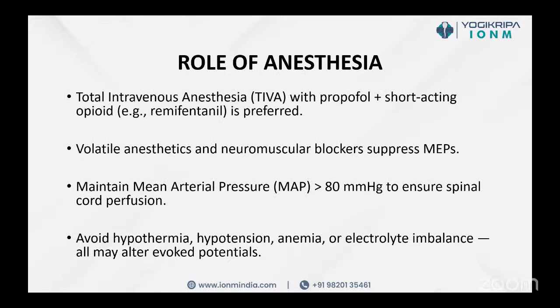The role of anesthesia. If we are doing neuromonitoring, I think the most important person for us is the anesthetist. You have to have cooperation from the anesthetist because the anesthesia required is different. We require total TIVA, intravenous anesthesia with propofol, and a short-acting opioid like remifentanil or fentanyl is preferred. Volatile anesthetics and neuromuscular blockers suppress the MEPs. So we have to tell the anesthetist, do not give a muscle blocker as it suppresses our MEPs.